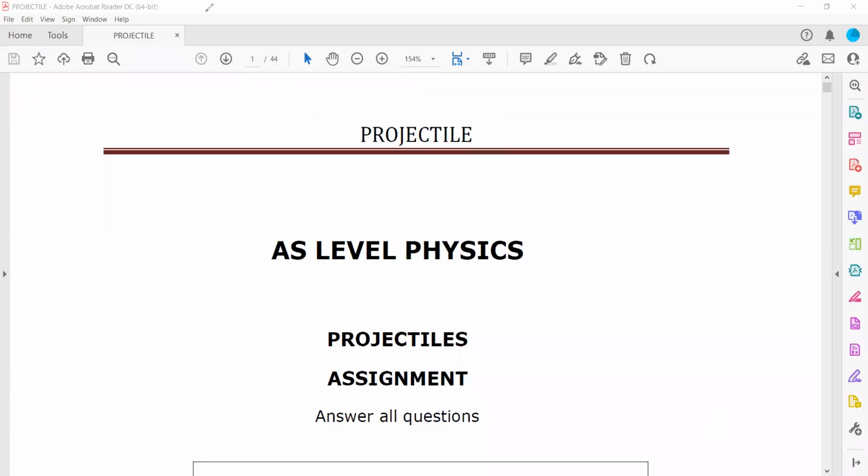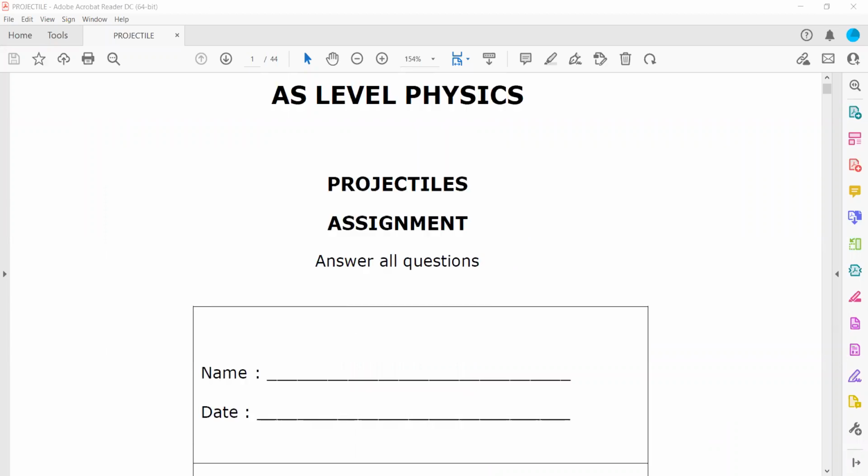Assignment projectile question. The first question was detail B1 fill out.